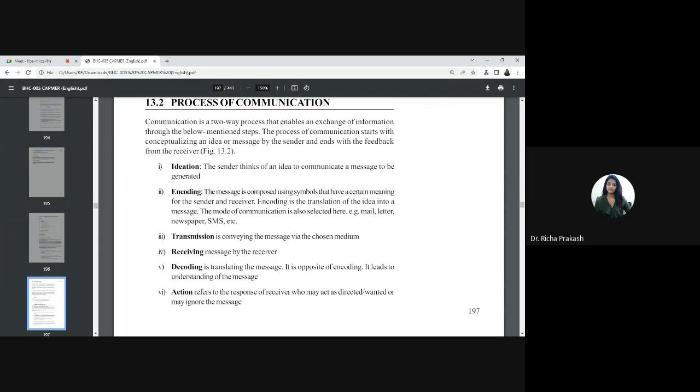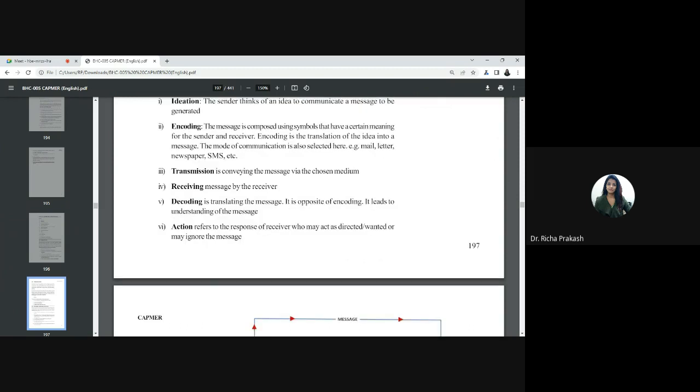So ideation is very important for communication. Encoding, if you are not able to encode what I'm saying, what the sender is actually sending to the receiver, the receiver is not going to understand anything. So encoding बहुत important होता है. Of course decoding उसके बाद आएगा. Transmission जो मैं अभी कर रही हूँ, I'm actually transmitting something, I'm actually conveying something to you, so that's transmission. Receiving is something that you are doing sitting at your homes or offices.